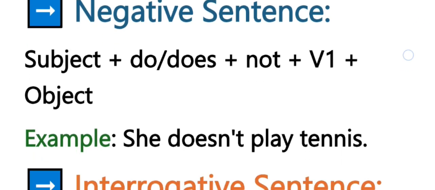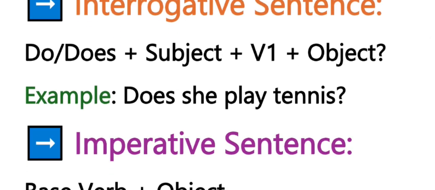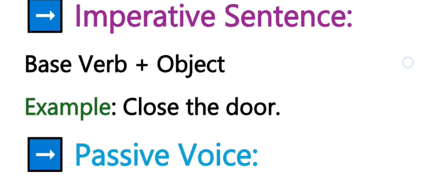The negative sentences are made by writing the subject at the first place, followed by do or does, then comes not, and then the base form or the first form of the verb, then comes the object. For example, she doesn't play tennis. Now let's talk about the interrogative sentences, how they are made. We write do or does at the first place, then subject, then first form or the base form of the verb, and then the object. For example, does she play tennis? So you can see does has come in the first place, then she, which is subject, played tennis.